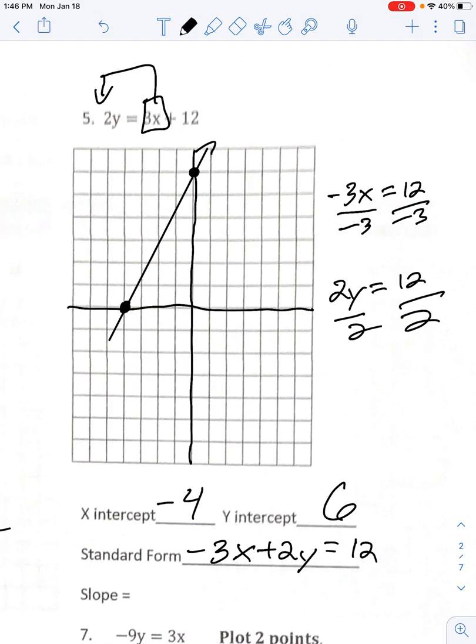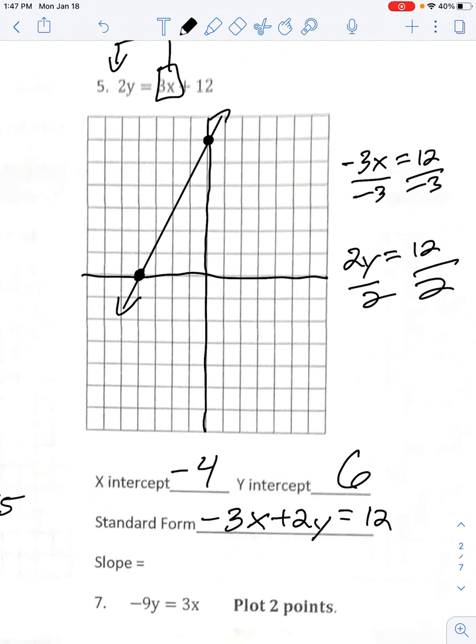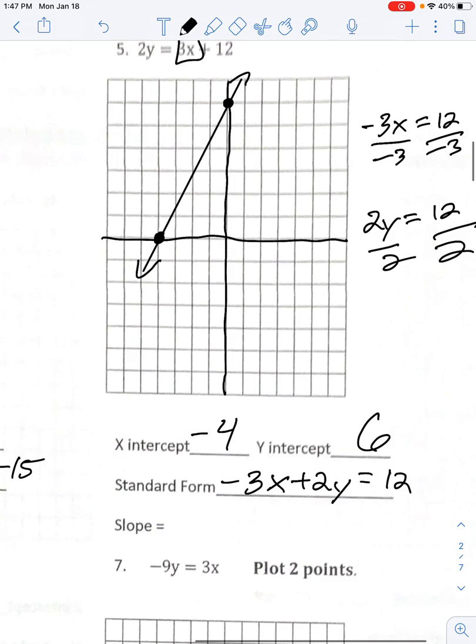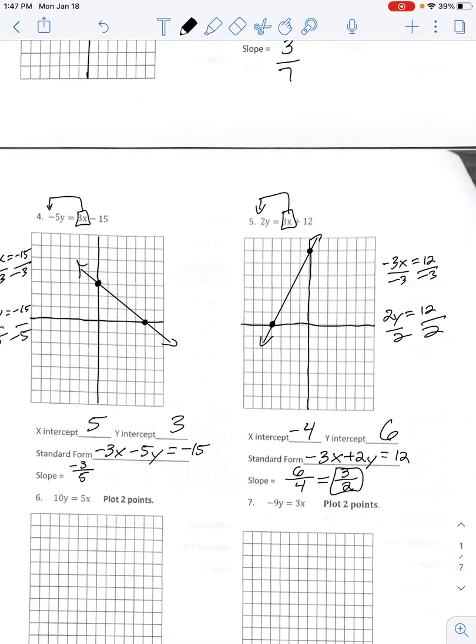All right. To get the slope, once again, we need to go up 1, 2, 3, 4, 5, 6, and to the right 1, 2, 3, 4. So up 6, right 4. This actually reduces to 3 over 2, so that would be your slope. All right, 6 and 7 are a little bit tougher.